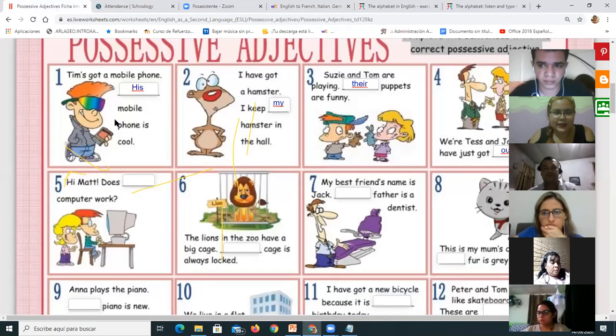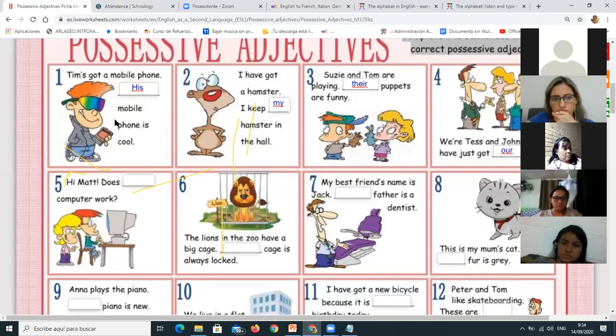In this exercise, Moises, the key is in the first sentence. We have two sentences in most of the examples. For example, in the first one, it says, Tim has got a mobile phone. This is sentence number one. Tim has got a mobile phone.